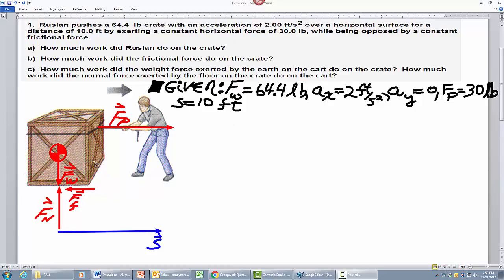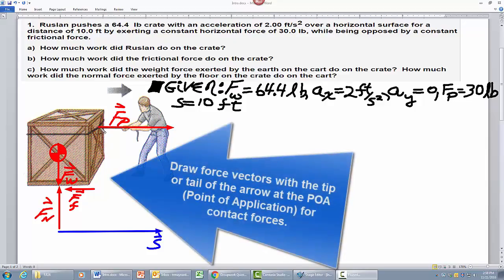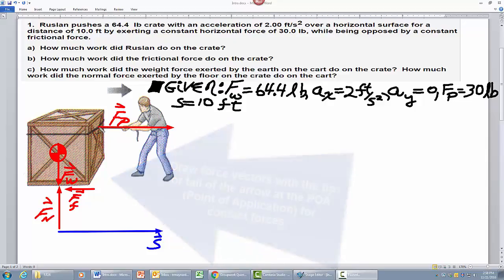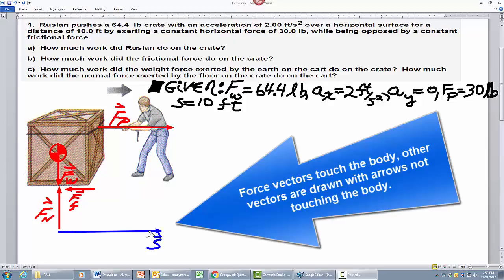To draw our force diagram, we draw the force vectors on the body that the forces are on, which is the crate. At the point of application, the pulling force touches the crate here, the normal force touches the crate here, so the tip of the arrow is at the point of application. The sliding friction force or kinetic friction force acts between the bottom of the crate and the floor that it is sitting on. The displacement we put off and away from the crate, since it is not a force.